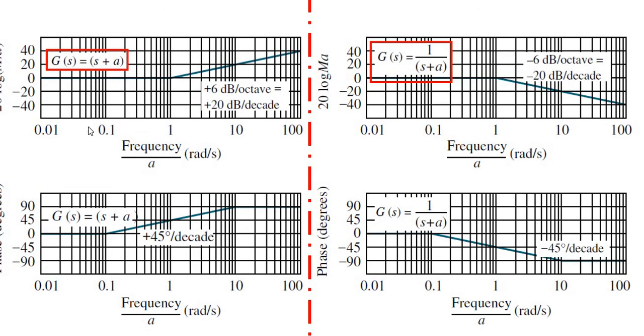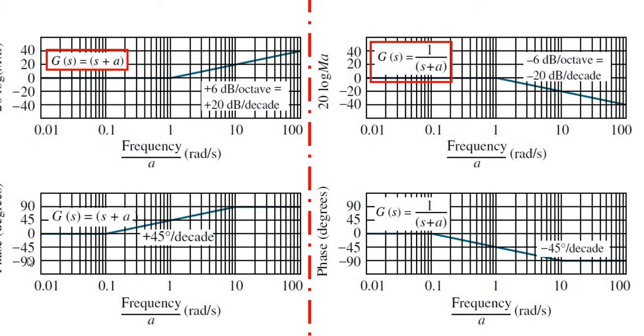And this is actually the drawing for S plus A, and also for G(S) = S plus A. For S plus A here, you can see that the frequency starts at 1. Before that it is always 0 until you meet 1, and then at 1 you will have a slope coming up, called plus 20 dB. So here the frequency is actually 1 over A.